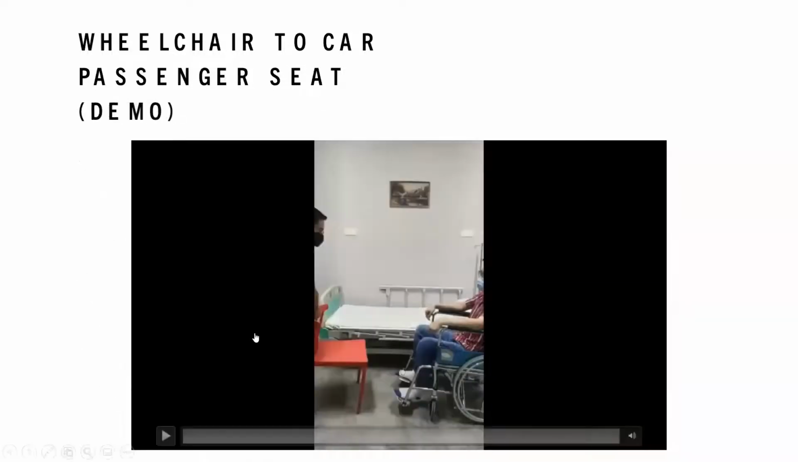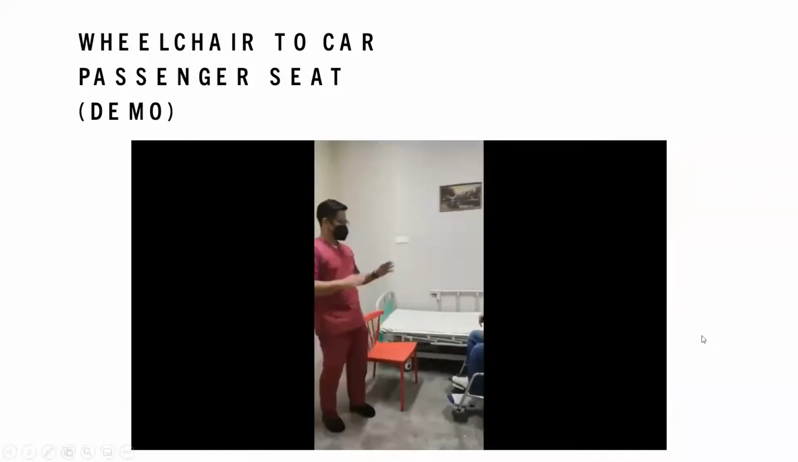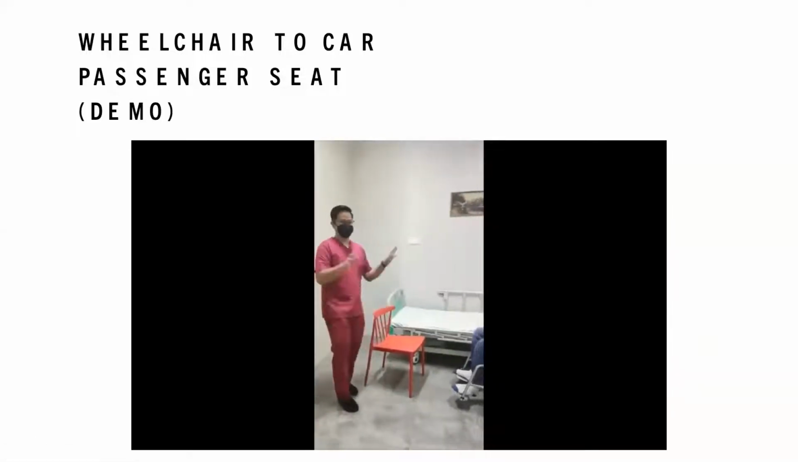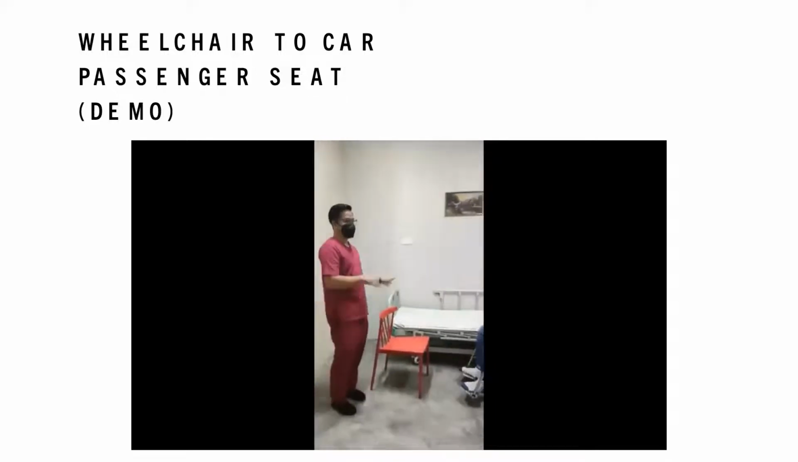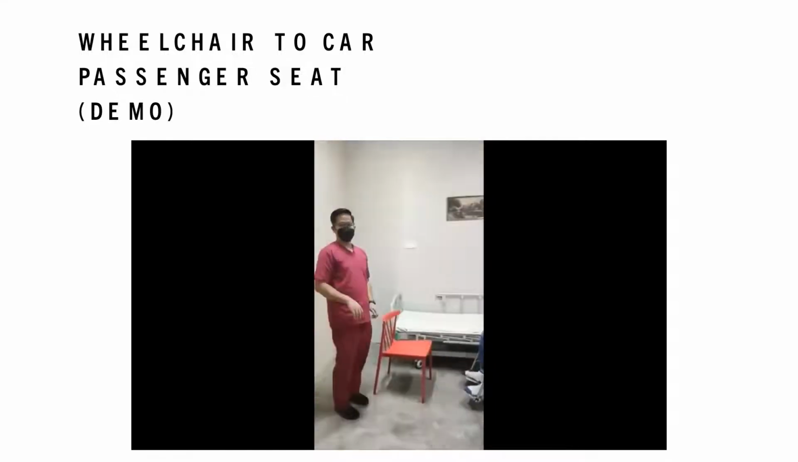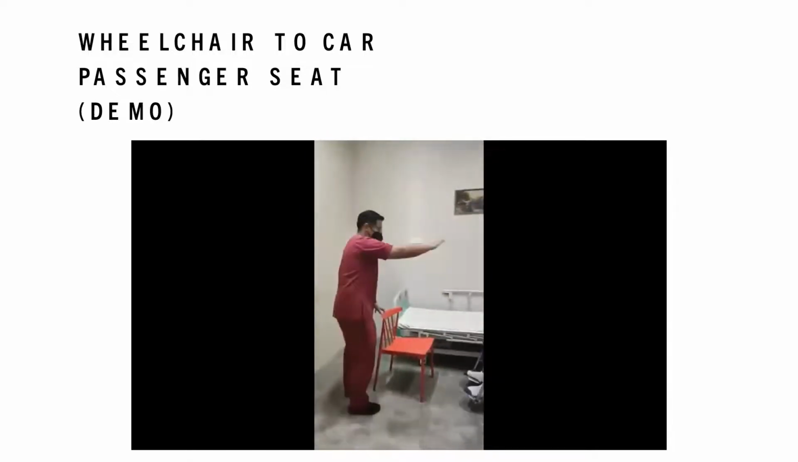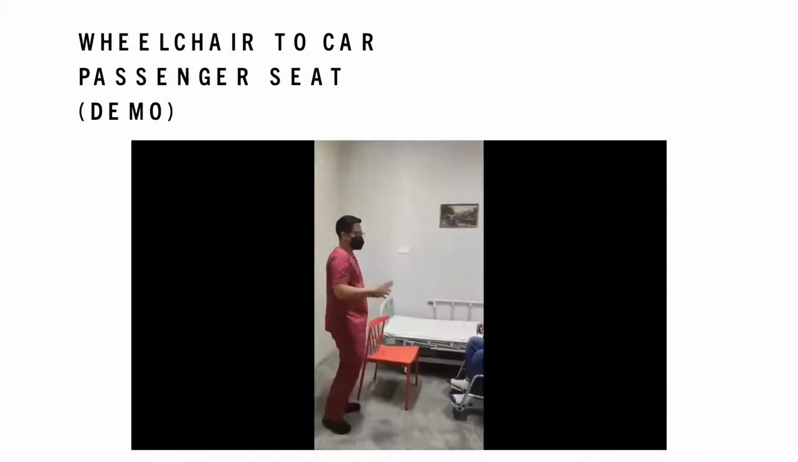So here's a demo that I have also for transferring into the car. The second one is from wheelchair into the car. Okay, we don't have a car here, so we use this one instead. The car is a bit different from going onto the bed or onto the toilet, because the car has a hood here. So if you bring them in using the leg first, it will hit their head on the hood.